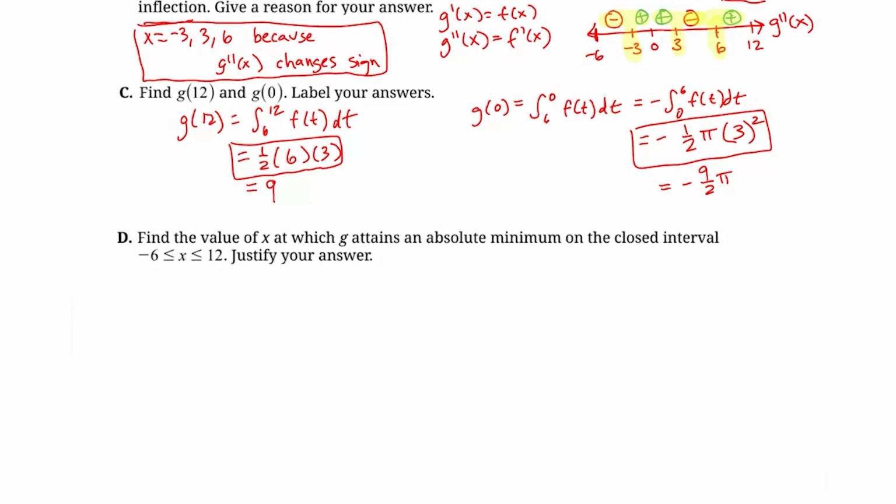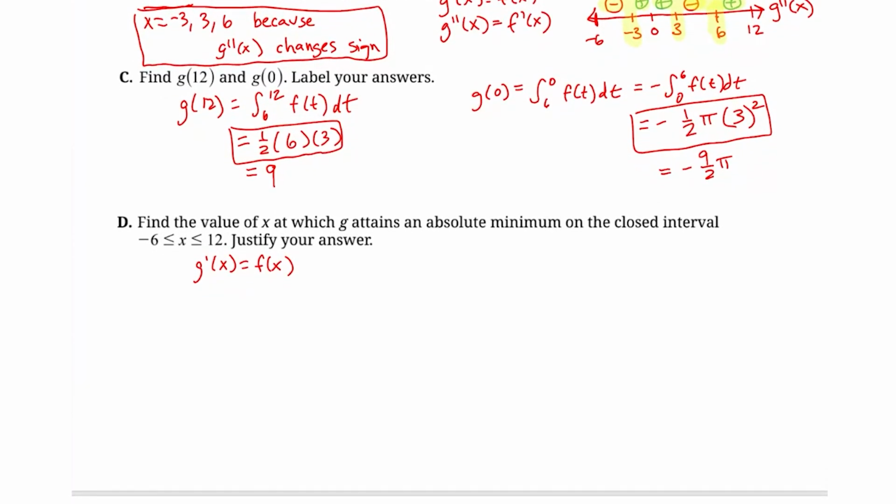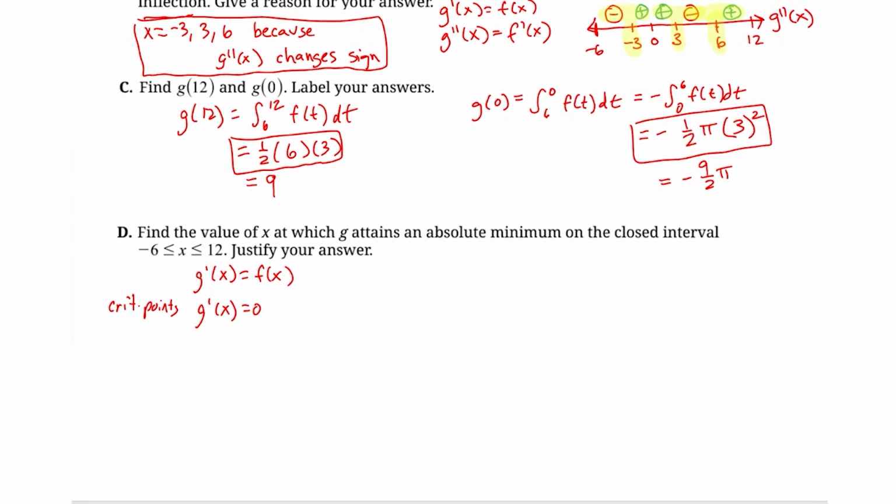So just a couple little notes here. We know g prime, we've already established this, is f of x. I'm just going to write it down one more time here because we're kind of scrolling down too far to see the other one. And so my critical points are going to be where g prime of x equals 0. In other words, where f of x equals 0. So let's figure out where f of x equals 0.